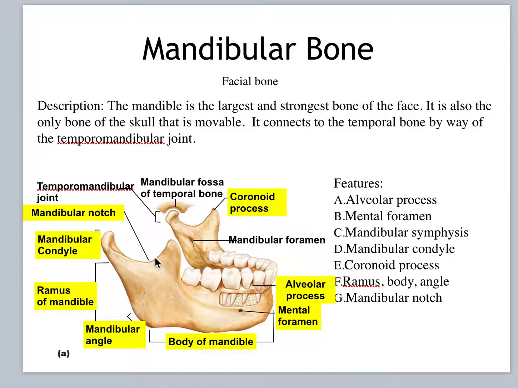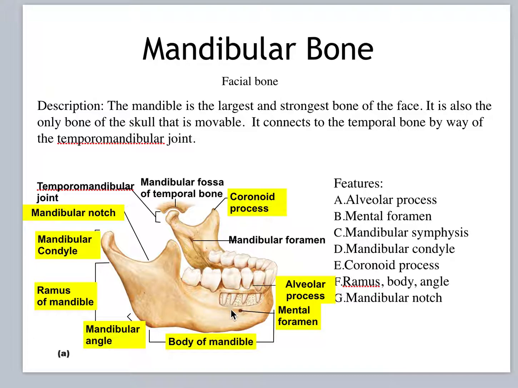This is the mandibular notch. This is a carved out, curved area here. This is the coronoid process. There's one on the right and one on the left side. You have the ramus of the mandible, which is this upward, up and down portion of the jaw. You have the body of the mandible, which is the horizontal portion of the jaw, and the mandibular angle here.